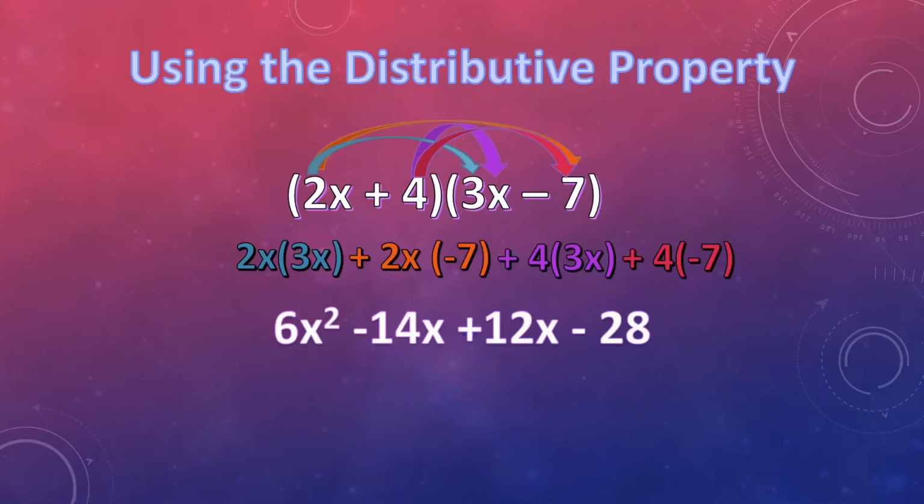Now, I'm not done. And the reason is I have right here in the middle like terms. So if I combine those like terms, I end up with 6x squared minus 2x minus 28. That now is my final answer.